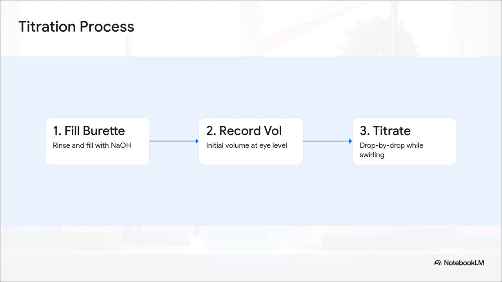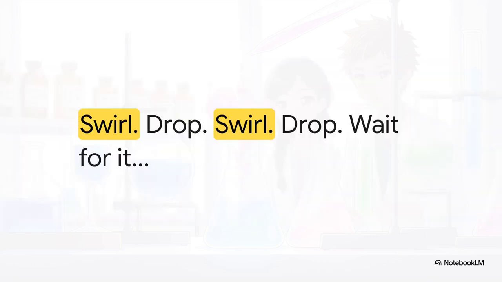Then, step 3, we open the stopcock and begin letting the base flow drop by drop into the flask, while using our other hand to continuously swirl the analyte. It becomes this kind of hypnotic rhythm in the lab. Swirl, drop, swirl, drop. You have to be incredibly focused here. As the base hits the acid, we're hunting for a split-second change in the chemical balance. You're watching, waiting for it.